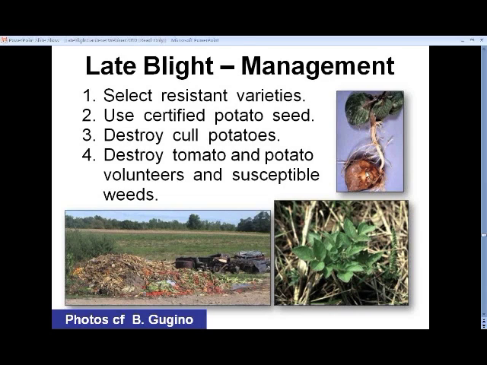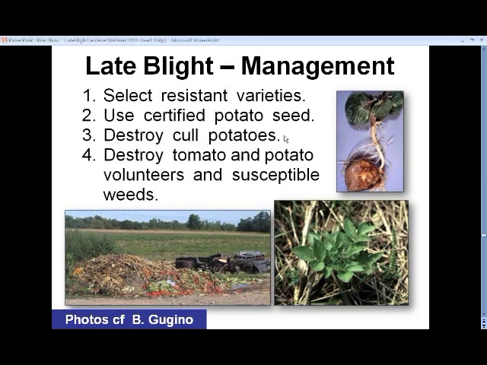Here's showing what an infested potato tuber looks like. You can see some of the symptoms in that potato tuber. Here's the plant that grew up out of that infested seed, and you can see some symptoms of late blight on that young plant that has grown up.